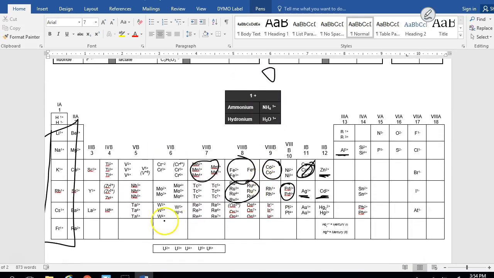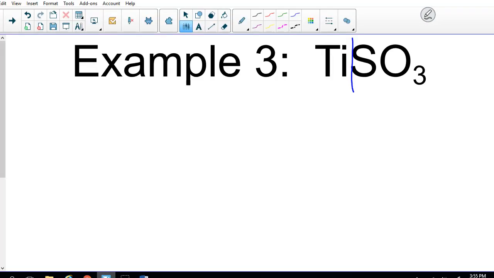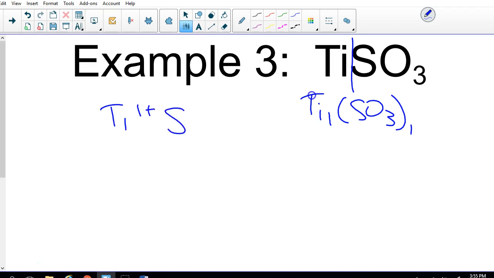So down here, Ti is right here. It has a roommate, so I have to go through the steps. I would put numbers back in. This is really Ti1 and SO3 1-. Think about the other method that you learned. So now you're going to reverse crisscross. Ti1+, SO3 1-.